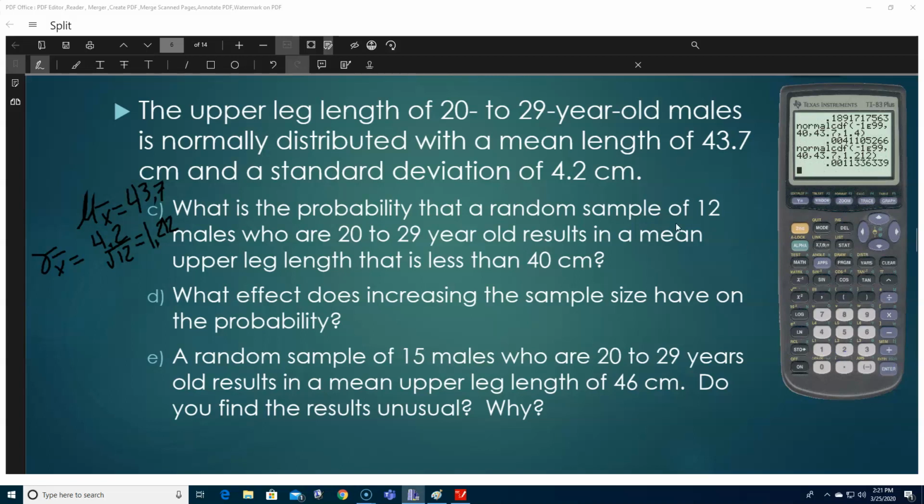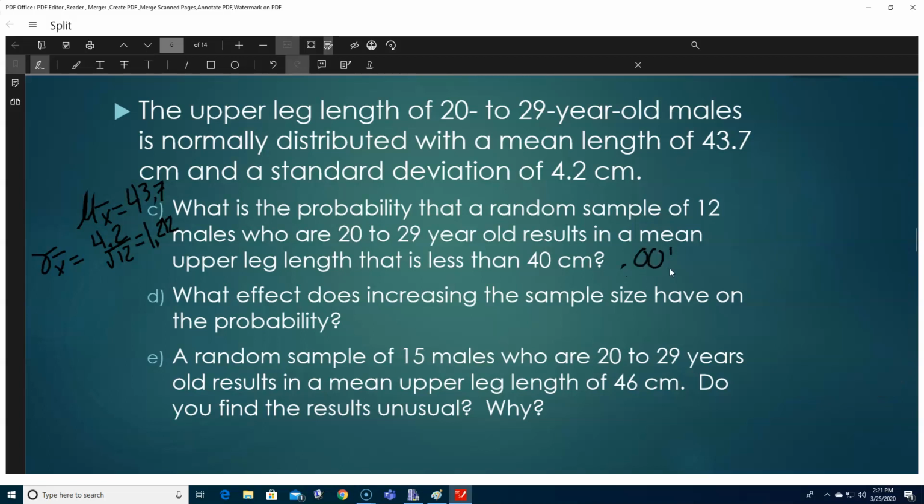And our probability for this question is 0.001. So then the answer for C is 0.001.